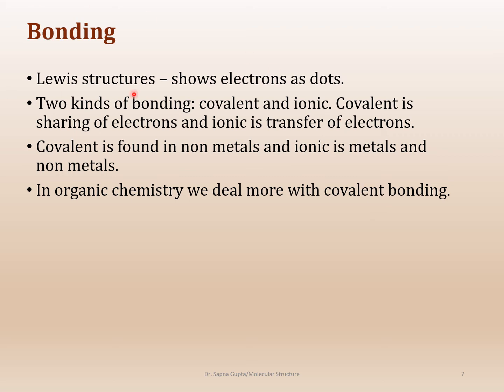One last thing or first thing about bonding is that you have to draw them as Lewis structures in which you show the electrons as dots or as crosses. And remember, when you show electrons, these are only going to be the valence electrons, not the core electrons. We don't worry about the core electrons, and you know how many valence electrons there are by looking at the group number.